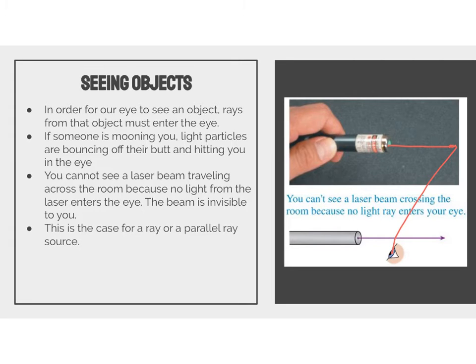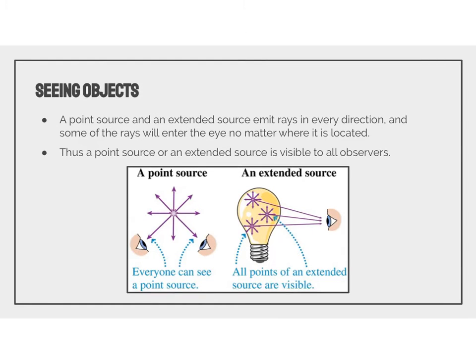So that's pretty gross. So we talked about these two concepts already, the point source and an extended source. They're emitting rays in every direction, and some of the rays will enter your eye no matter where it's located. And that's why we can see like a light bulb or like a Christmas tree light, and it's visible to everybody around it.